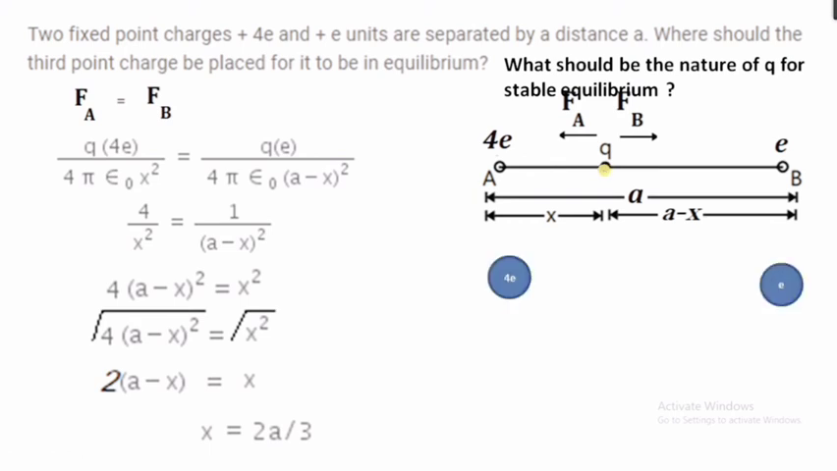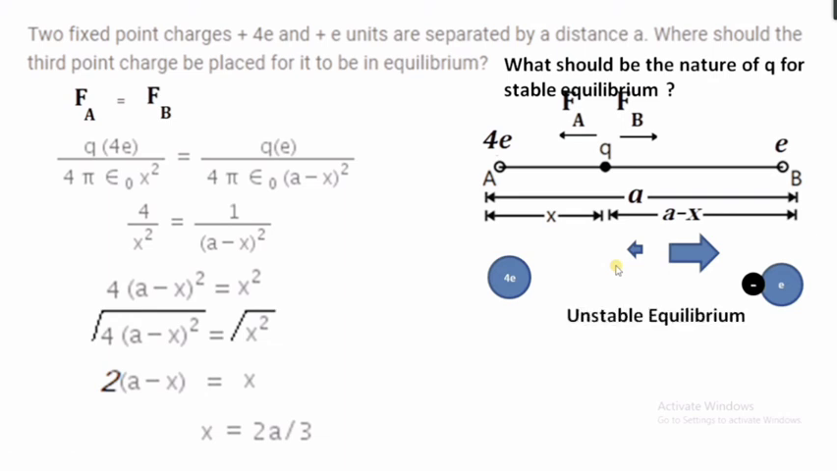Now let us see what is the nature of this charge for stable equilibrium. So now suppose this charge is negative. So if q is negative, and suppose they are at equilibrium. Suppose if you move this charge a little bit this side, now you can see this distance has decreased and this distance has increased. So that means this force will increase and this force will decrease. Now this is the greater force, so this will easily pull the negative charge towards it. So equilibrium is not stable. If you move this charge a little bit, this equilibrium will be broken.